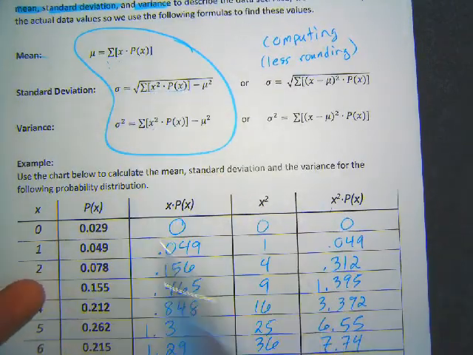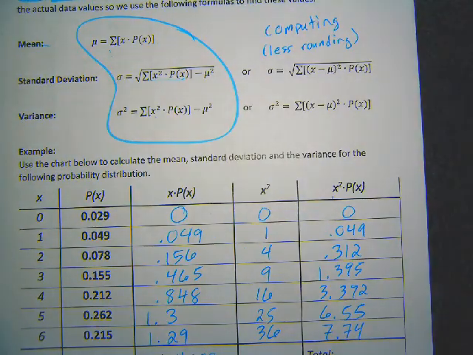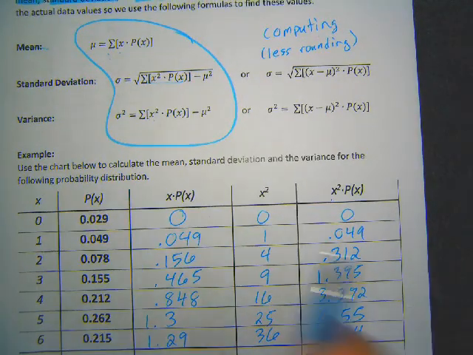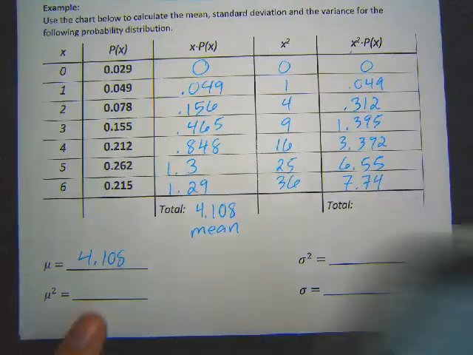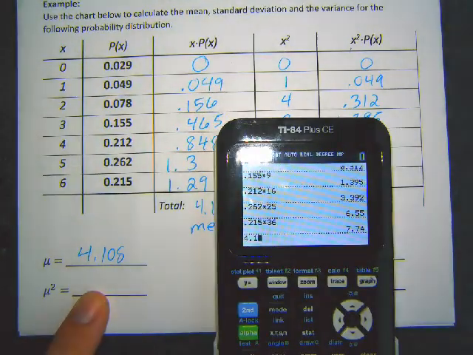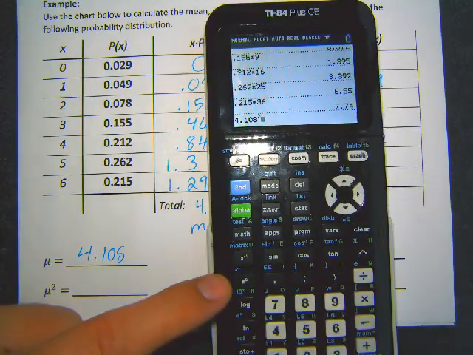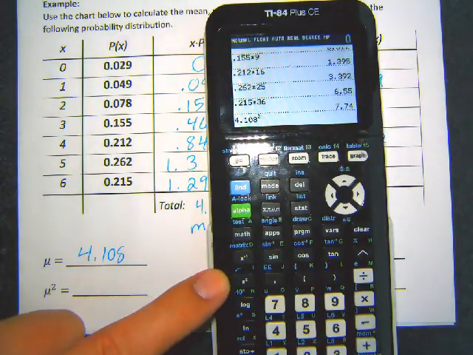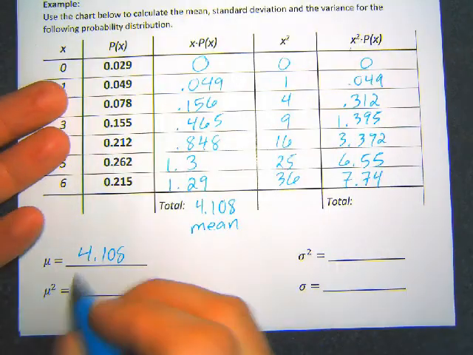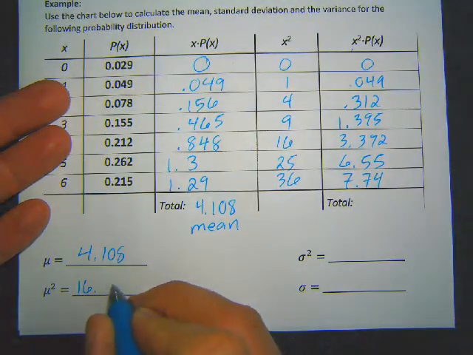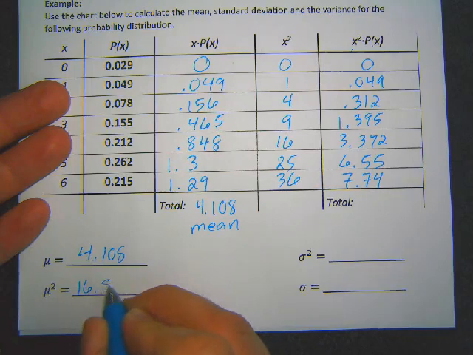We multiply those. Then we need to subtract the mean squared. So we need to figure out what the mean squared is. We know the mean is 4.108, so we're going to square that. So I'm just going to use my squaring button. There's a squaring button right there. There we need to square stuff. And that gives me this number, 16.8.